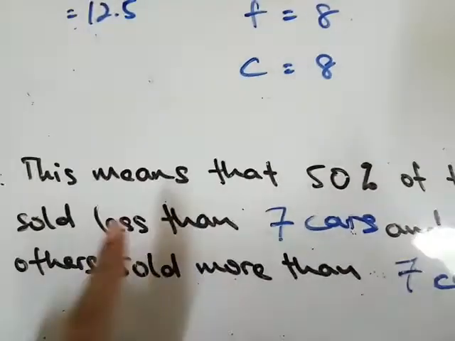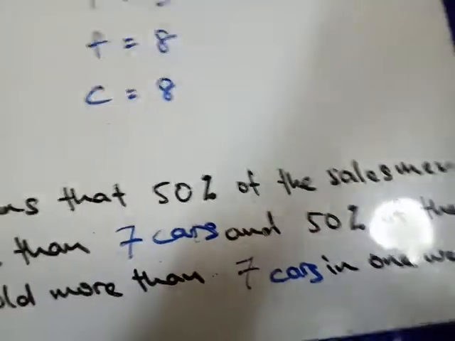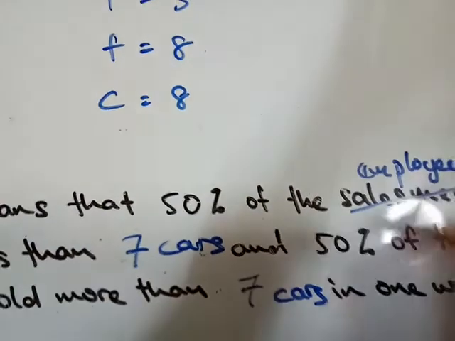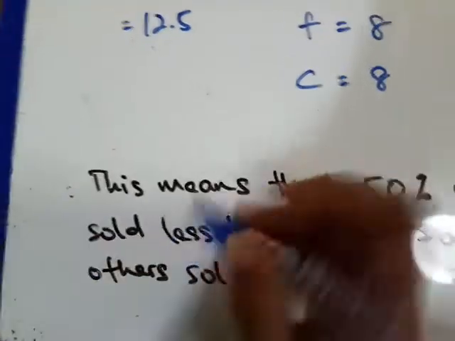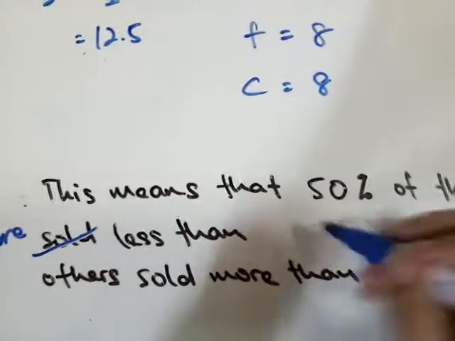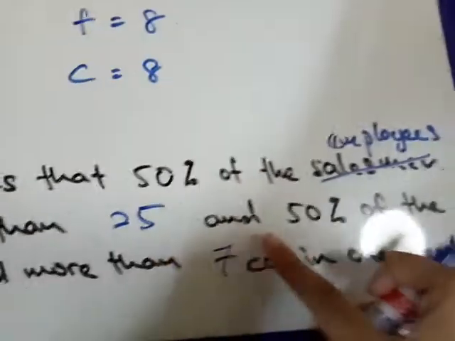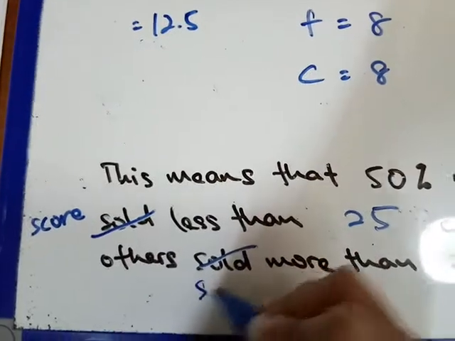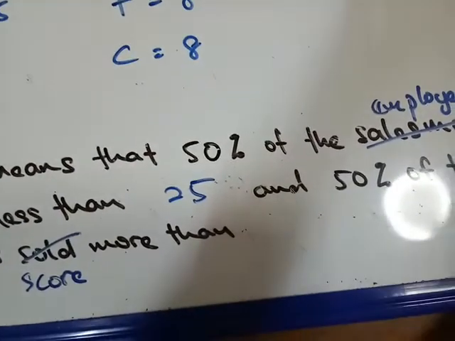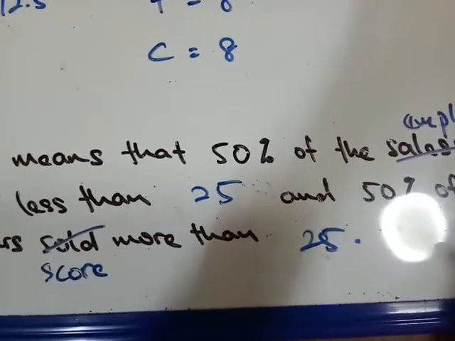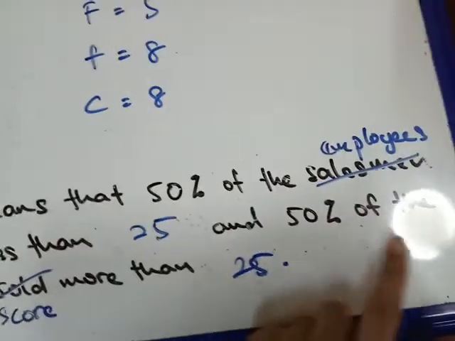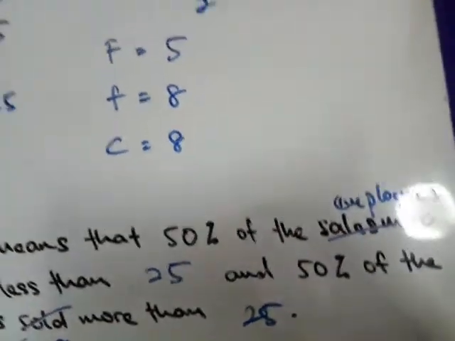The interpretation is the same. Because this is about employees and the scores they obtained, this means that 50% of the employees score less than 25 and 50% of the others score more than 25. You can write the sentence in your own understanding. This is for group data.